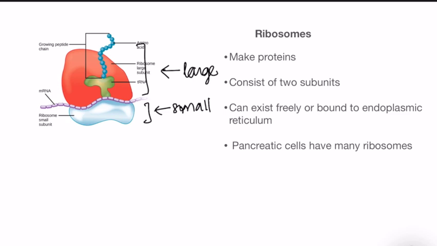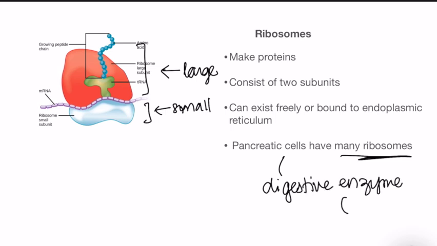And when they're bound to the endoplasmic reticulum, we call it the rough endoplasmic reticulum because it gives it a rough appearance under a microscope. So, like I said, ribosomes are involved in making proteins. We will find that in the pancreas, the pancreatic cells will have a high number of ribosomes because pancreatic cells are involved in making digestive enzymes. And an enzyme is a protein. So pancreatic cells are making lots and lots of digestive enzymes or lots of proteins, and so they will obviously have lots of ribosomes so that they can make enzymes.